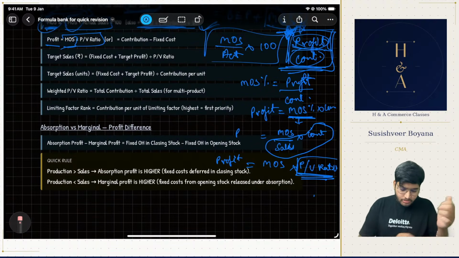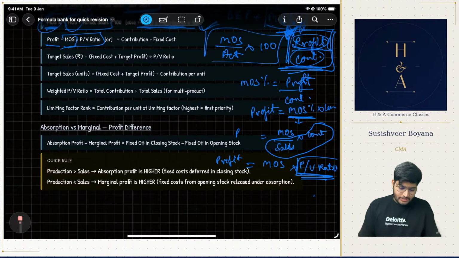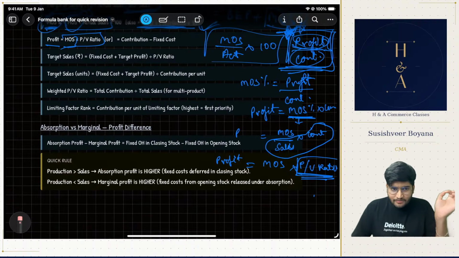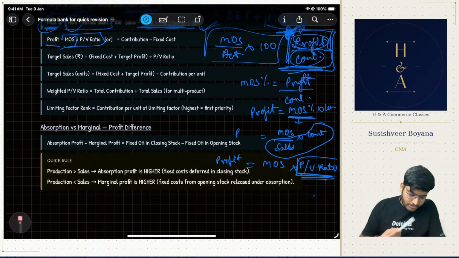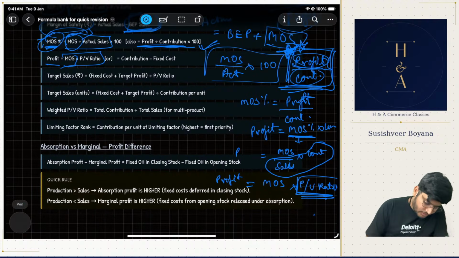So, sir, what is absorption costing? What is marginal costing? We already looked at it. Absorption costing doesn't differentiate between variable and fixed, whereas marginal costing ideally only looks at variable costs. We looked at it in chapter 1. So, we're still yet to get through with this part.